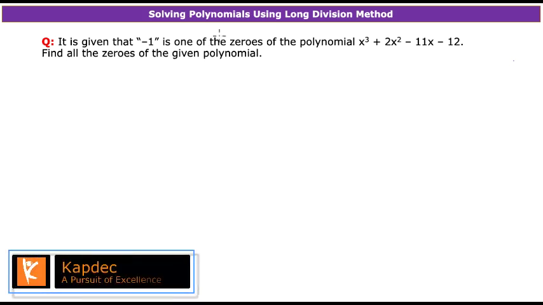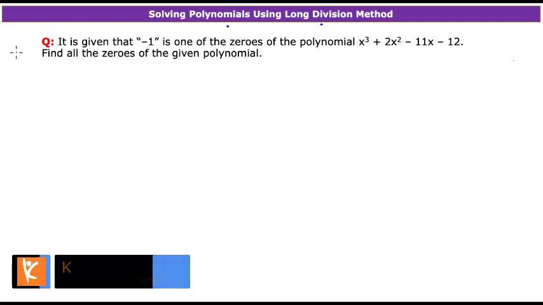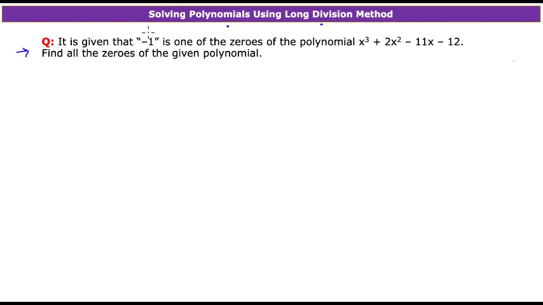In this lesson, we are going to learn how to solve polynomials using the long division method, okay? So take a look at this problem. We have that -1 is one of the zeros of a polynomial, which is a cubic polynomial, right? And then we need to find all the zeros of this given polynomial, okay?